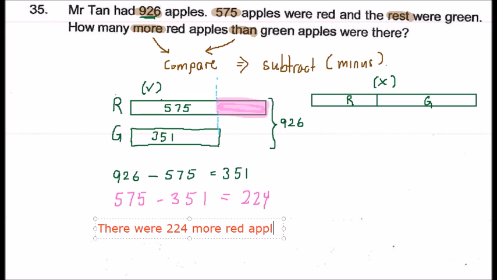There were 224 more red apples than green apples. So this is the answer.